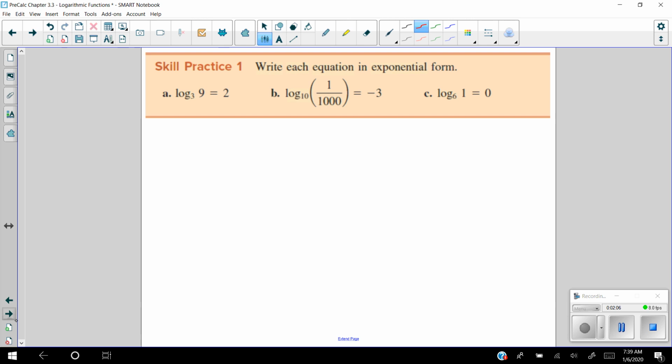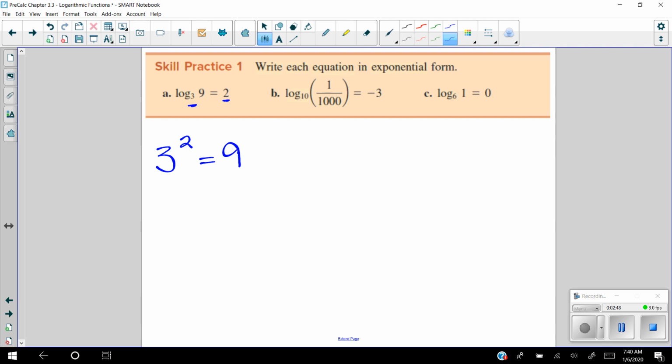Okay. Our first example says write each equation in exponential form. A: log base 3 of 9 equals 2. For exponential form, we need to start with a base. The base is the same as the base from the log, raised to an exponent. Remember from logarithmic form, that's what you set equal to, and it equals the value 9. Now mathematically we should check to see, does this make sense? Is 3 squared equal to 9? Yes.